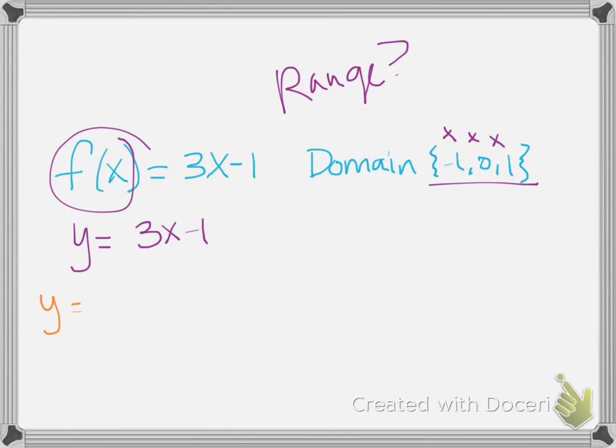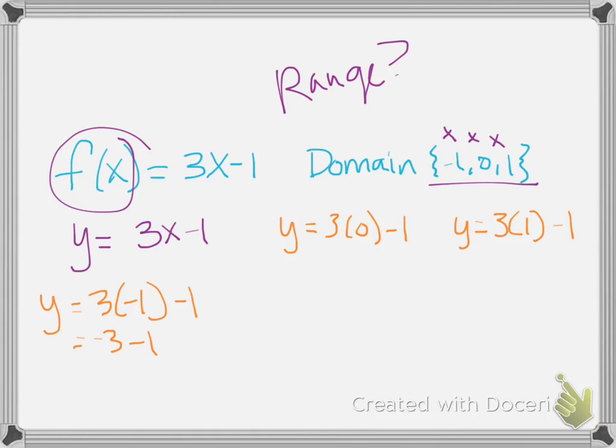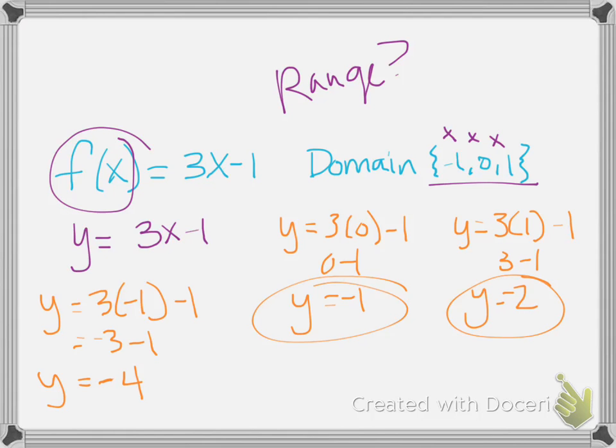So I'm going to get y equals 3 times negative 1 minus 1, y equals 3 times 0 minus 1, and y equals 3 times 1 minus 1. Now we have to solve them because we need 3 different y values. 3 times negative 1 is negative 3, minus 1, so y equals negative 4. 3 times 0 is 0, 0 minus 1 is negative 1. 3 times 1 is 3, 3 minus 1 is 2. So here are my ranges.